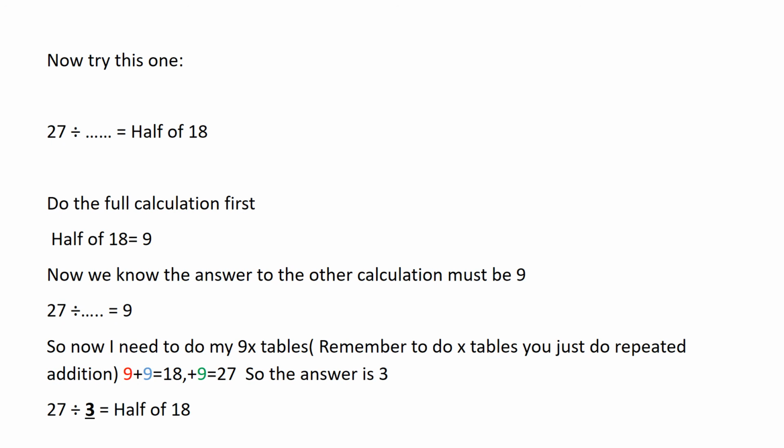So now I need to use my 9 times tables. Now don't be scared by 9 times tables. Remember, to do your times tables, you just need to do repeated addition. So I'm going to go 9 add 9 is 18. Then I'm going to add another 9 and I get to 27. So the answer is 27 divided by 3 equals 9. So the missing number is 3. 27 divided by 3 equals half of 18.